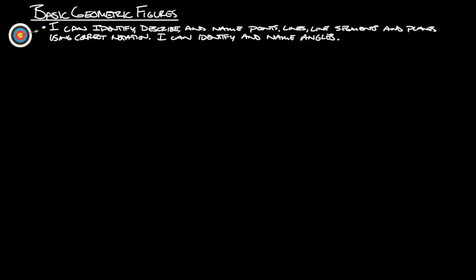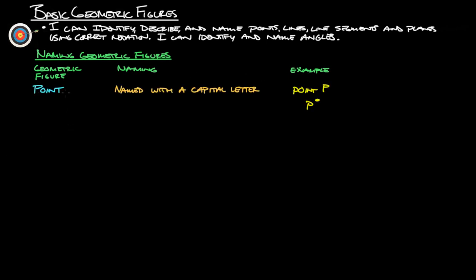All right, so here's our plan. We're going to name geometric figures. We're going to have the geometric figure, how we name it, and some examples. So first one, point. We name a point with a capital letter. For example, this here would be point P. There's the point. It's got the capital letter P, so we just name it point P.